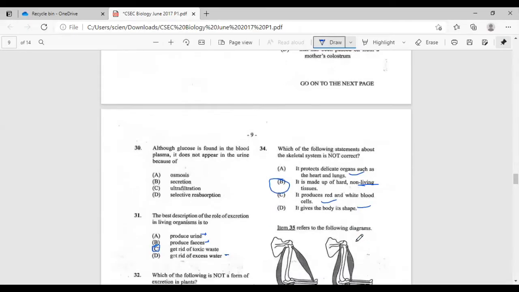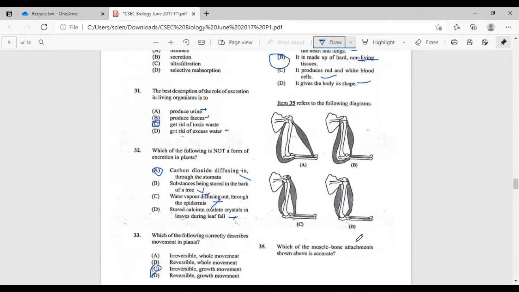Question 35. Item 35 refers to the following diagram. Which of the following muscle to bone attachments above is accurate? So we have to look at the diagram and then determine which muscle to bone attachment would be most suitable.